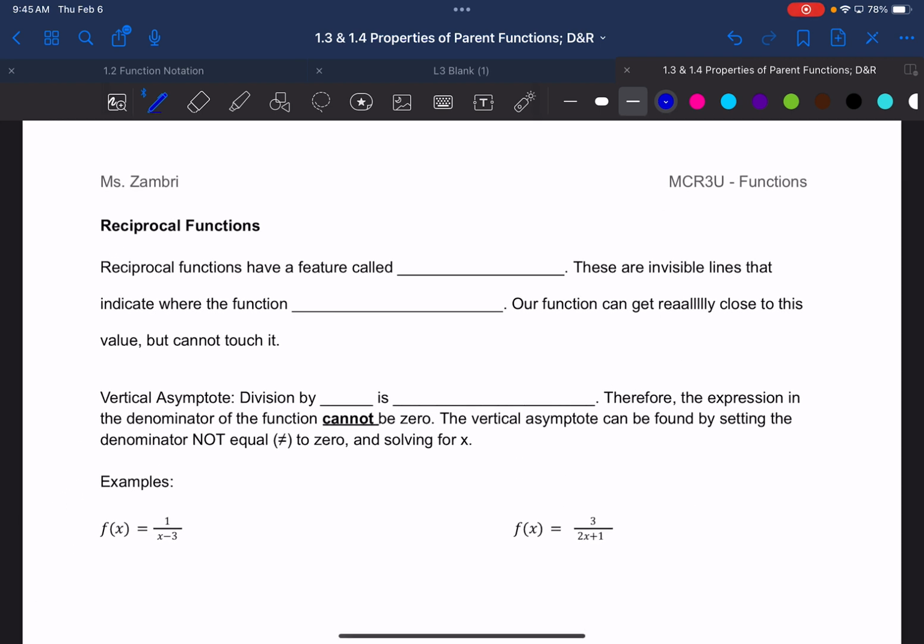So those reciprocal functions, they've got that feature that's called the asymptote. Just a funny word, but it's just those invisible lines, because you don't see them if, for example, you plug them into Desmos. Desmos doesn't do those little dashed lines. So these invisible lines are like boundary lines that indicate where a function cannot exist or does not exist.